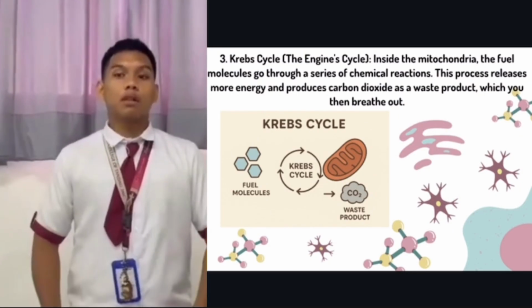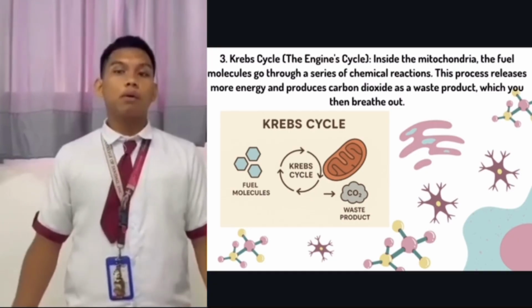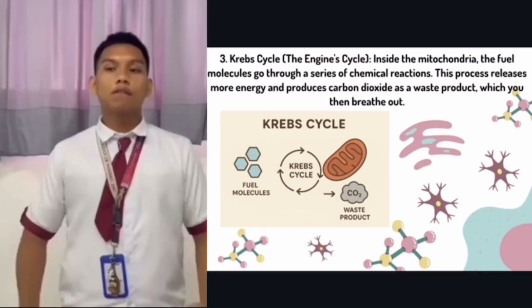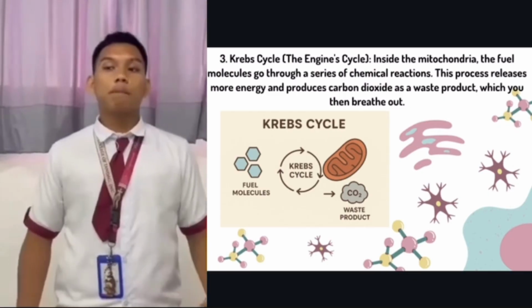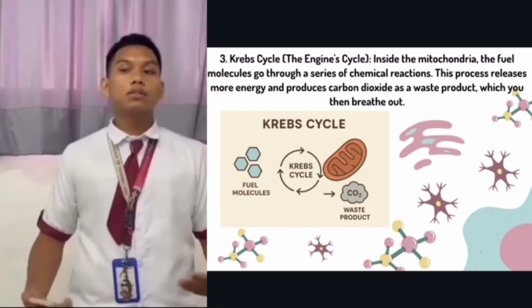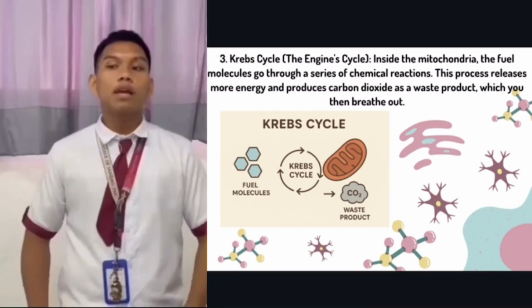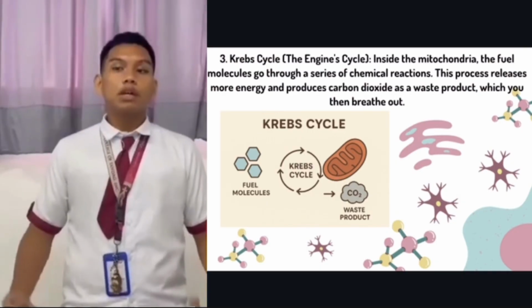And here's the last one, the electron transport chain, the power generator. This is the final and most important step, also happening in the mitochondria. Oxygen is used here to create a large amount of ATP. This is where the majority of the energy is generated.